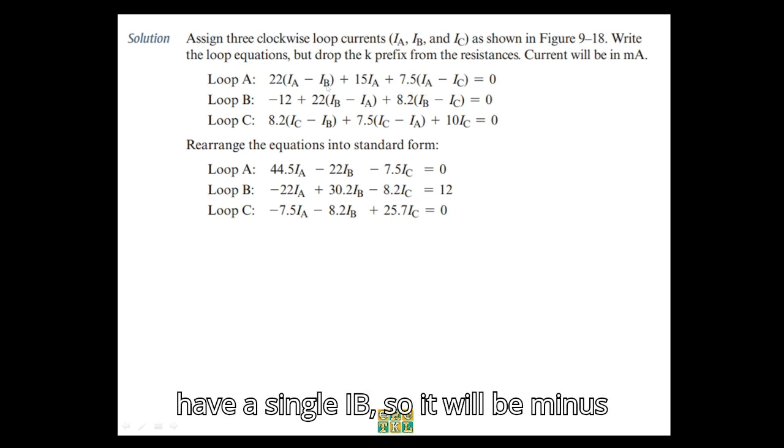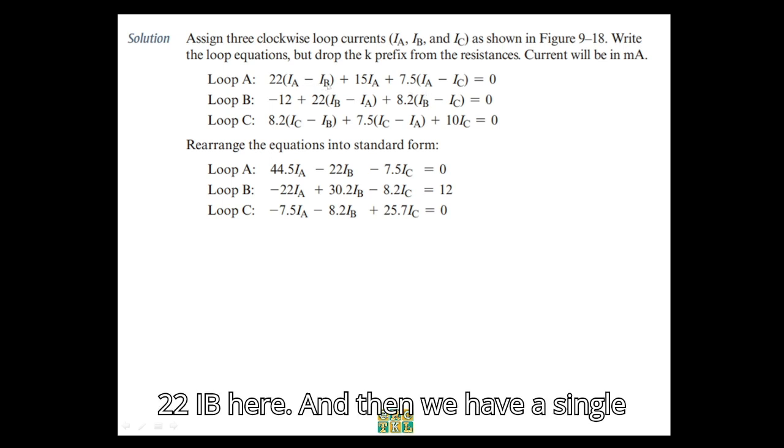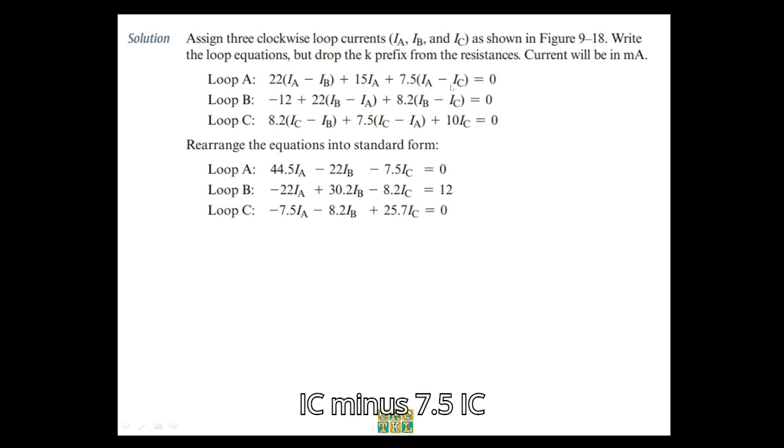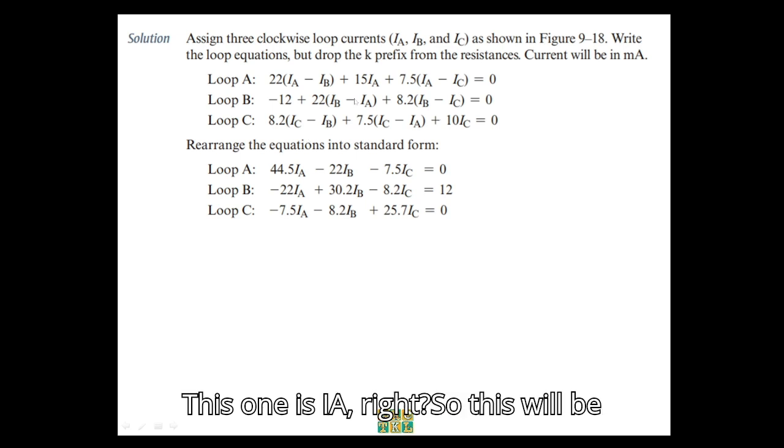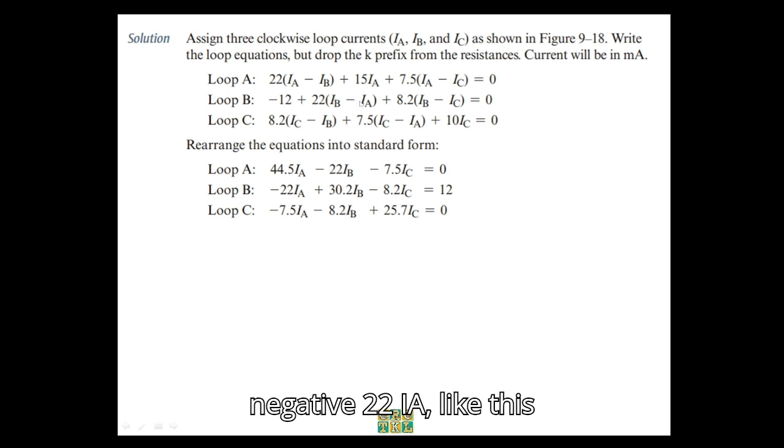And then we have a single IB, so it will be minus 22 IB here. And then we have a single IC minus 7.5 IC equals 0. Here, we got IA. Where's IA? This one is IA, right? So this will be negative 22 IA, like this one.